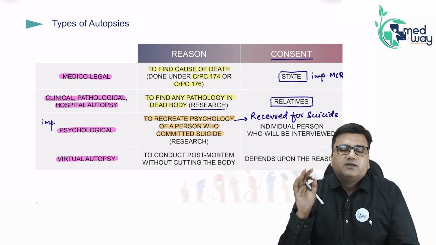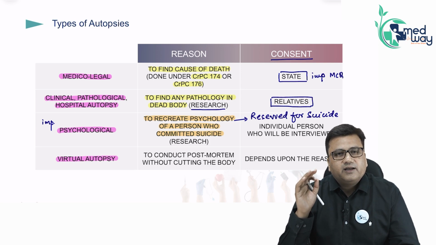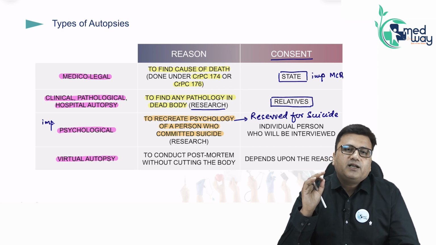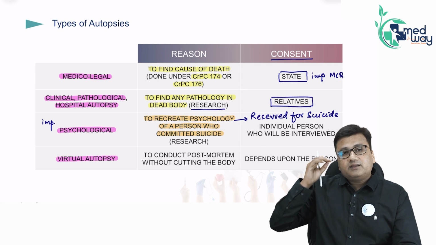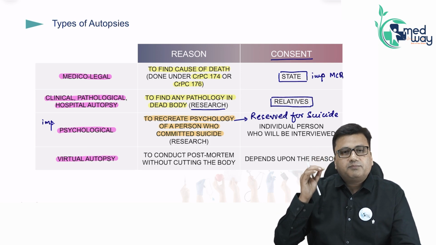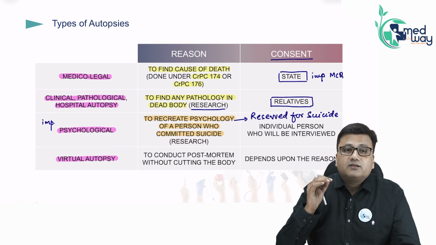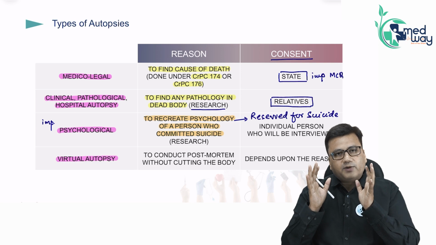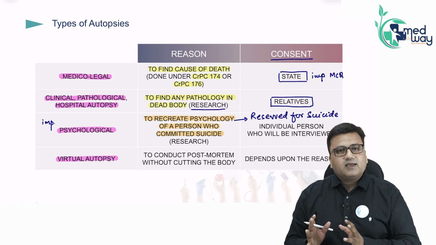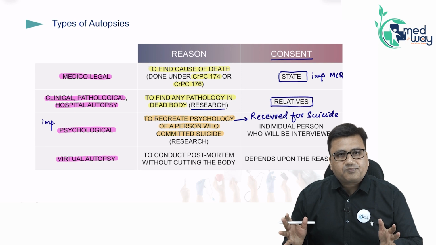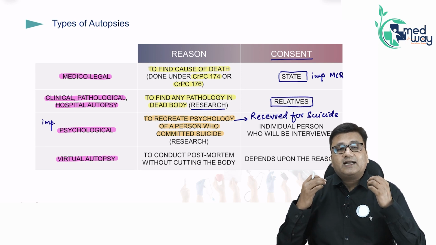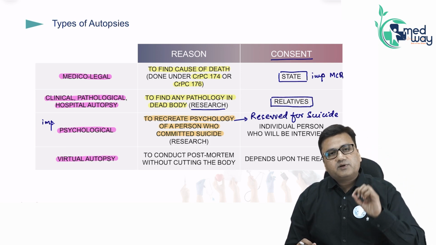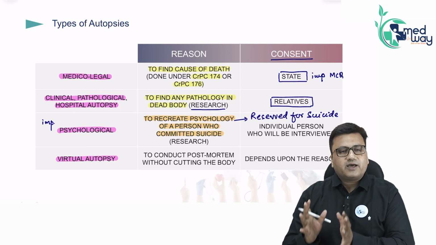Now, consider if somebody is interested to know why this person committed suicide, and somebody takes on to recreate the psychological domain of the person who has committed this suicide. This concept is called psychological autopsy. So, when we say psychological autopsy, actually there is no autopsy happening. It is a process which attempts to recreate the psychological domain of a person who committed suicide.